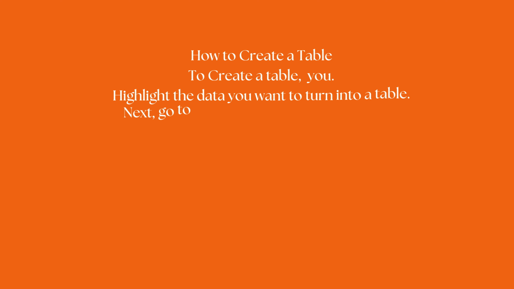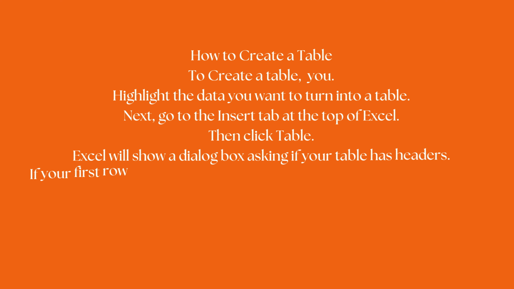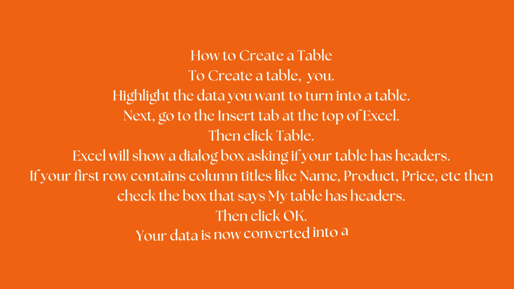To create a table, you have to, first of all, have a header, and then you have to highlight the data you want to turn into a table. Next, go to the Insert tab at the top of Excel, then click Table. Excel will show you a dialog box asking if your table has headers. By the way, headers in Excel are the titles or labels at the top of each column in your data. They describe what kind of information is in that particular column.